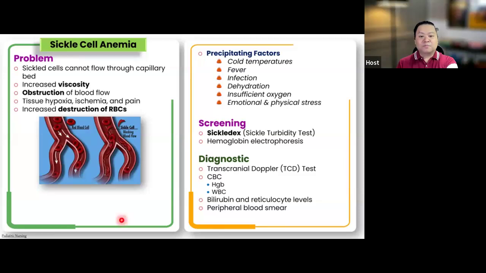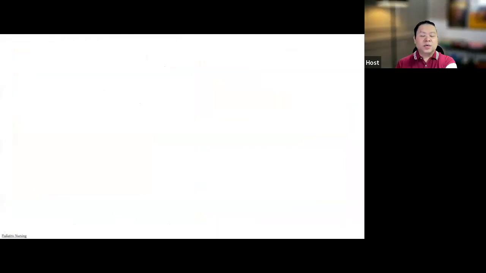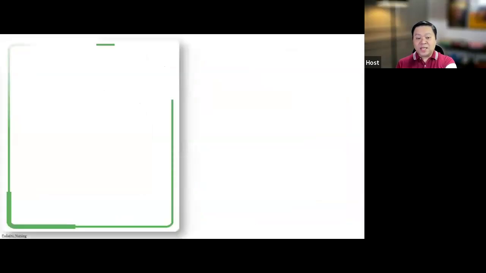Now, we are also going to manage the different complications in the sickle cell crisis. And there are so many. This is a very critical time for the patient and very critical for us nurses to take care of these people with a sickle cell crisis. So there are so many complications that can occur in a sickle cell crisis.